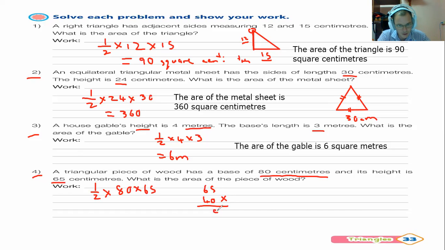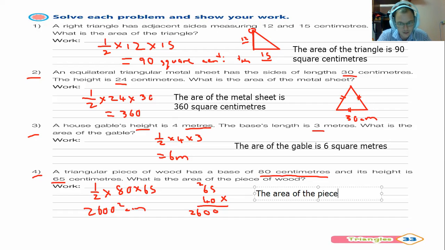So we're going to go 0. What is 5 times 4? It's going to give us 20. 4 times 6 is 24, plus 2 is 26. So it's 2,600 square centimeters. So the area of the piece of wood is 2,600 square centimeters. Okay.